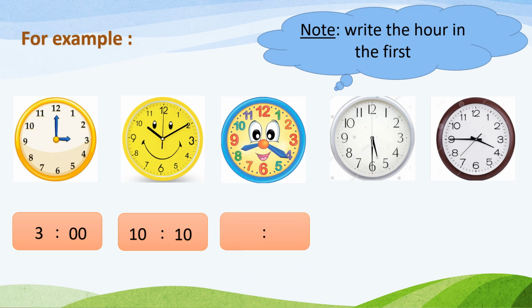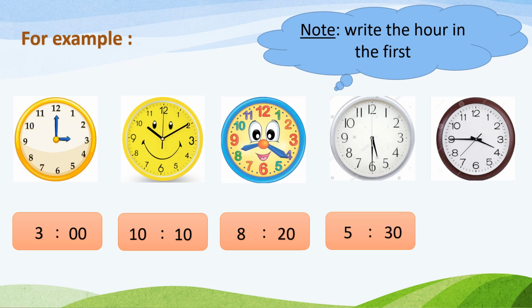Number 3, the shorthand on 8. Then write 8. And the long hand on 4. 5, 10, 15, 20. Then write 20 in minutes. Here, the short hand on 5. Then write 5. The long hand on 6. Then write 5, 10, 15, 20, 25, 30. Then write 30 in minutes.